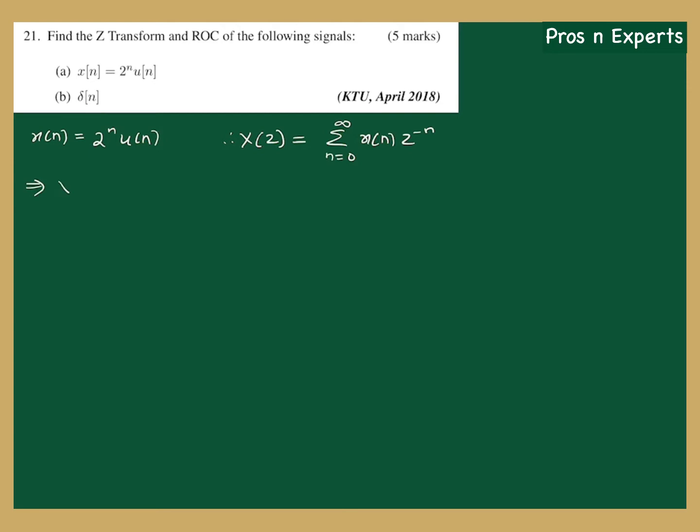Now we will apply specifically what x of n is. So sigma n equal to 0 to infinity, 2 raised to n into z raised to minus n. That I can write as 2z inverse to the power n. 2z inverse to the power n is 2 raised to n, z inverse n. Now the only way before us to proceed is to expand that sigma, right?